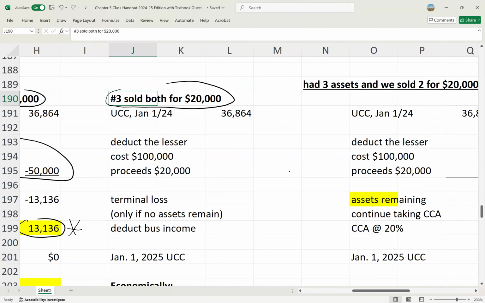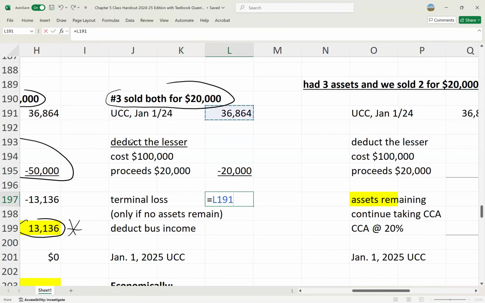So because we're selling both, we deduct the lesser of the total cost, 50,000 each. So total cost is 100,000. We sold both for 20,000. So the lesser is going to be 20,000. So we deduct 20,000.